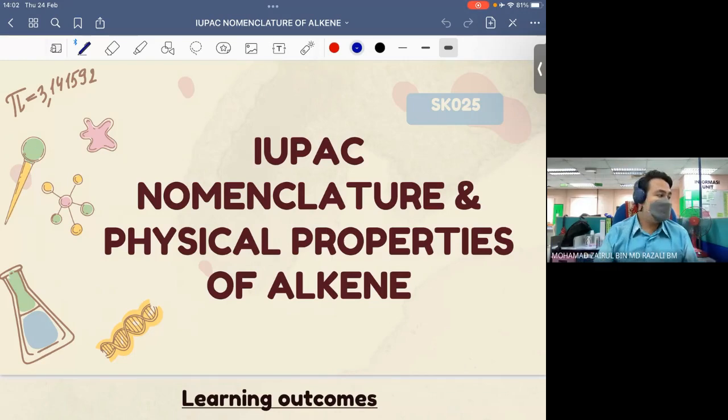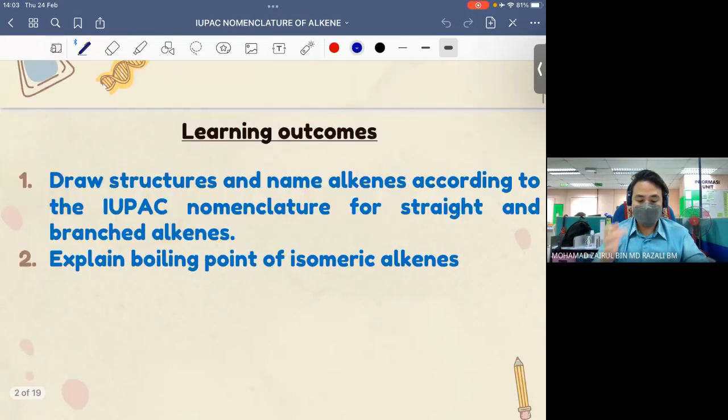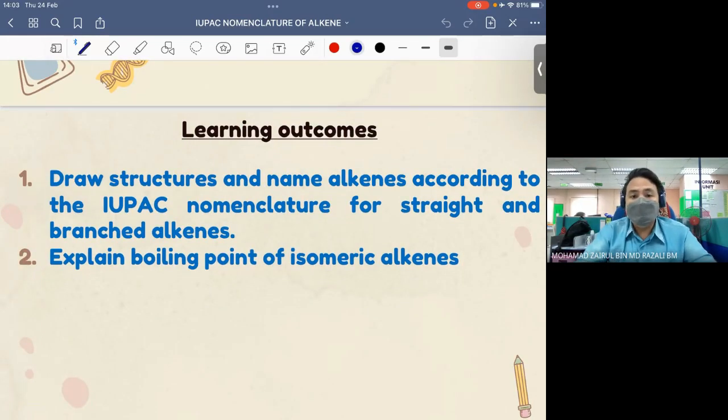Okay, so for today's session, we're going to discuss the IUPAC nomenclature and also the physical properties of an alkene. Hari itu kita dah belajar IUPAC nomenclature and also properties of an alkane. So hari ni kita akan belajar untuk alkene pula. Tapi dia senang je sebenarnya. Once awak dah faham the concept of naming kalau alkane, awak dah boleh buat untuk semua organic compound, sebab the basic dia datang daripada alkane. Dia cuma ada few differences saja.